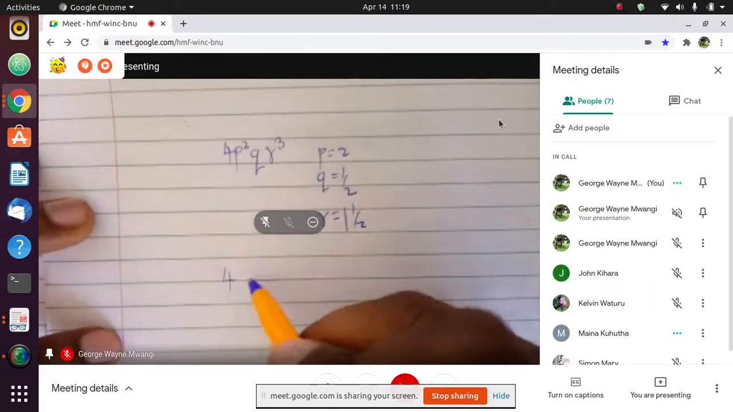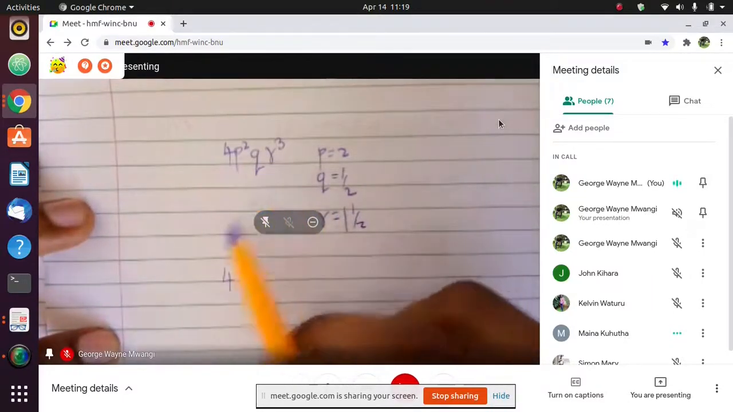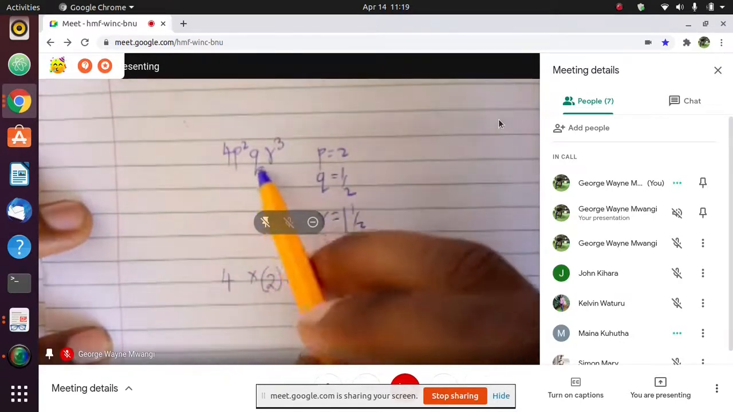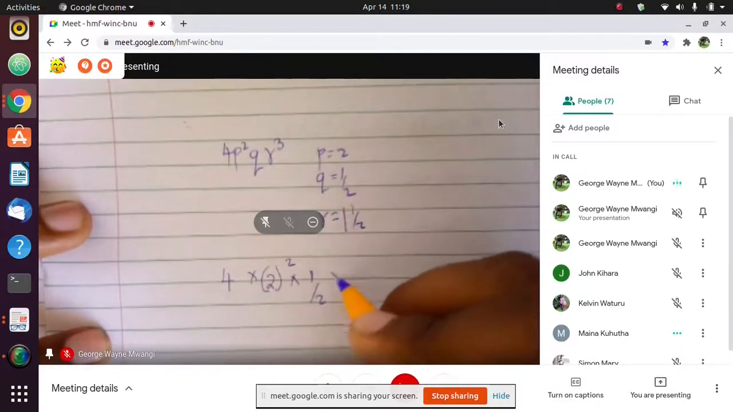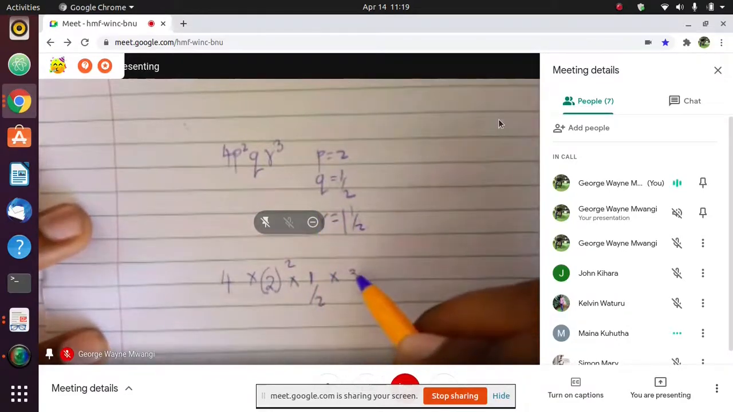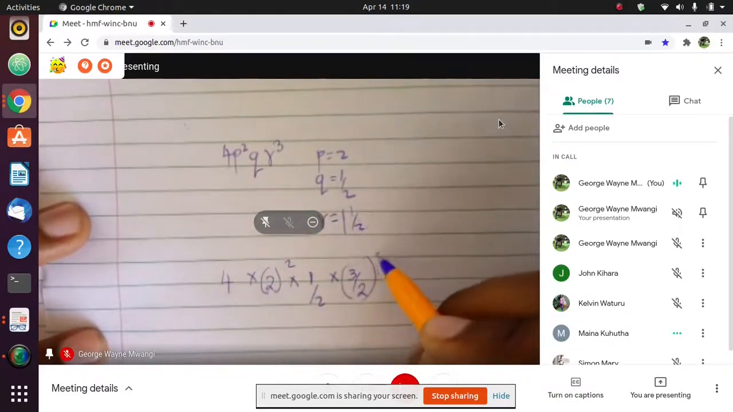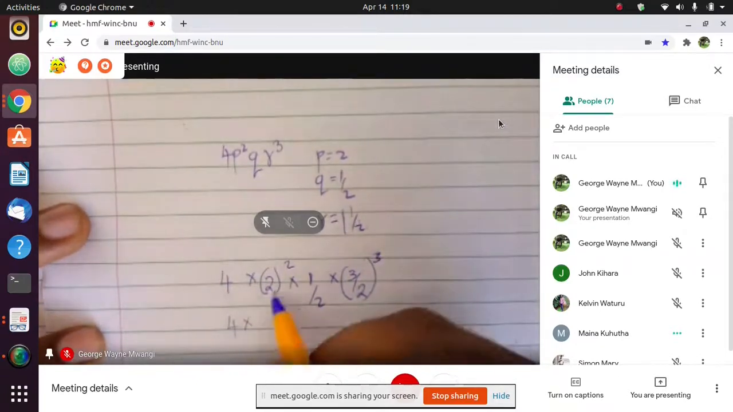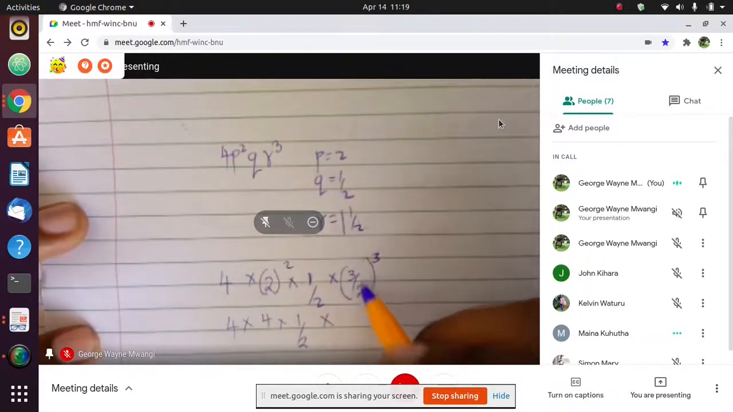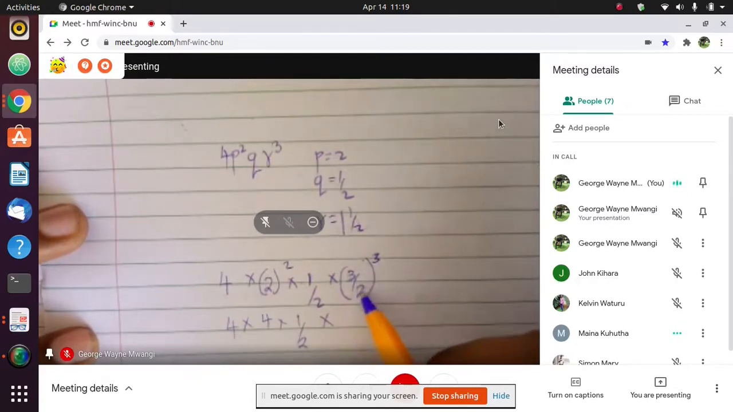We have 4 times, we replace the values of p, q, and r. P being 2 squared multiplied by q, which is 1/2, multiplied by r, which is 1/2. When we change this into an improper fraction, it will be 3/2. And this value 3/2 is cubed, raised to power 3. So now 4 times 2 squared is 4 times 1/2, multiplied by, when you raise a fraction by a power, we raise the numerator, and we also raise the denominator.